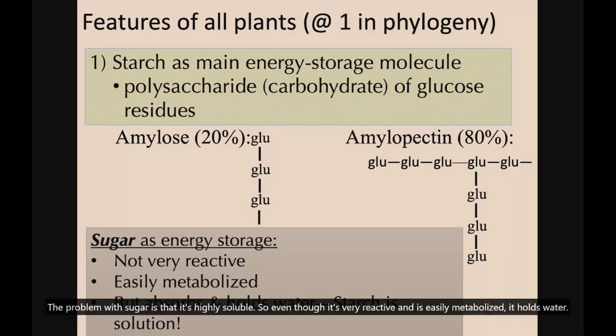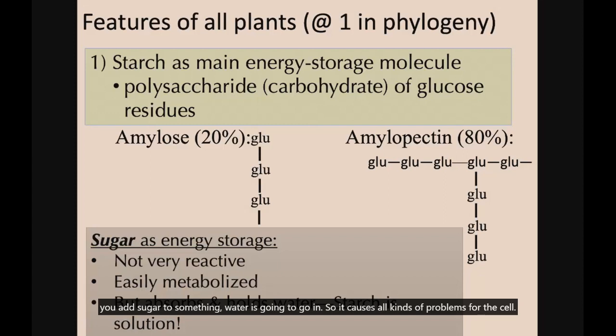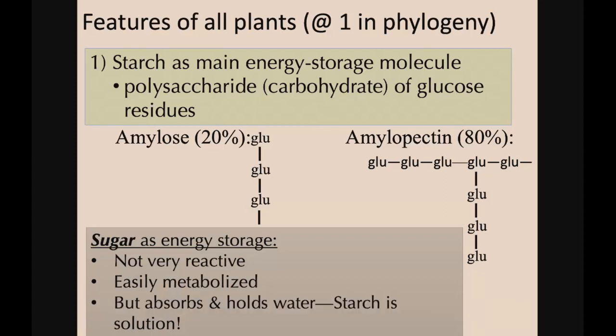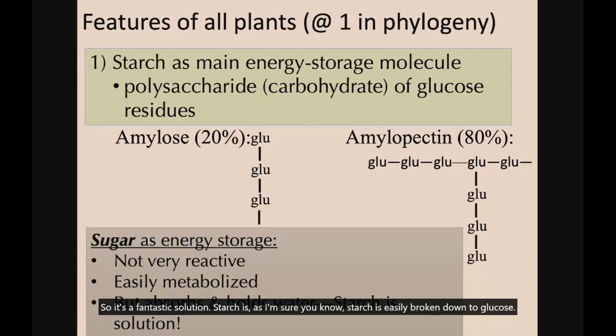The problem with sugar is that it's highly soluble. So even though it's very reactive and it's easily metabolized, it holds water. So if you fill a cell with sugar, it's going to cause the osmotic potential in there to go way down, that is. So the water will tend to go in. You add sugar to something, water's going to go in. So it causes all kinds of problems for the cell. If you turn that sugar into starch, then you've solved the problem, because starch doesn't have that same problem of being highly absorptive or changing the osmotic potential of the cell. So it's a fantastic solution.